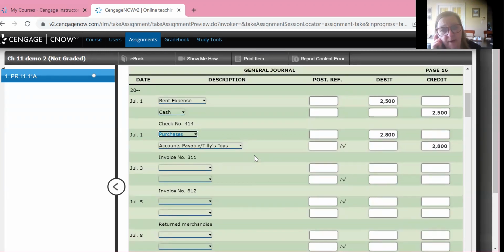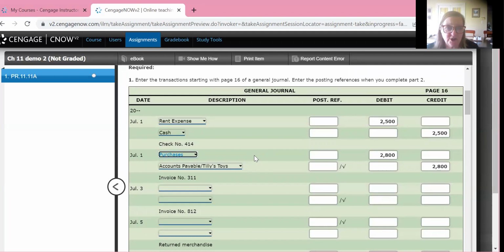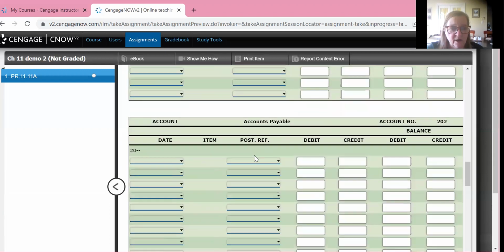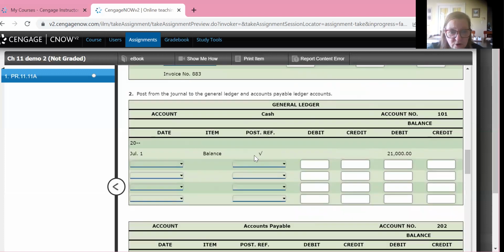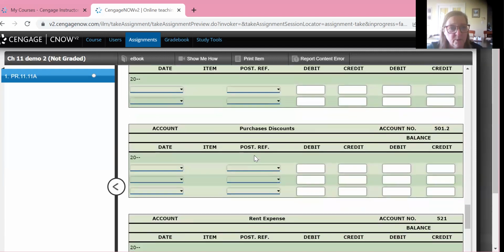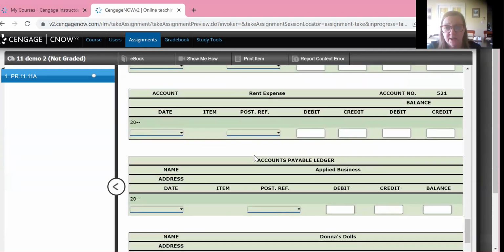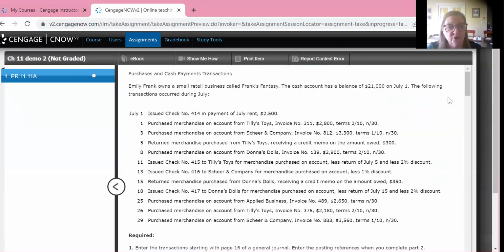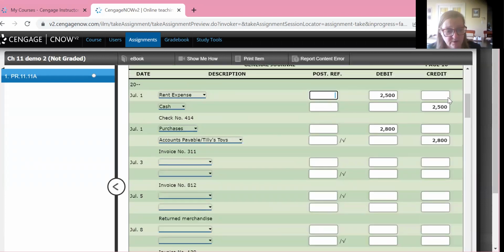The post reference is talking about the accounts you're going to post them to. So I usually wait to put a post reference in until I'm actually transferring it to that general ledger account, because that's my way of verifying that I did post it when I put the account number in there. Like for a rent expense, if you go down, you can see on the accounts there's a rent expense. It starts with the cash account in the general ledger, then accounts payable, then purchases, purchase returns, purchase discount, rent expense. Right here on the rent expense, it says account number 521. That's the account that I'm going to eventually put right here as a post reference.